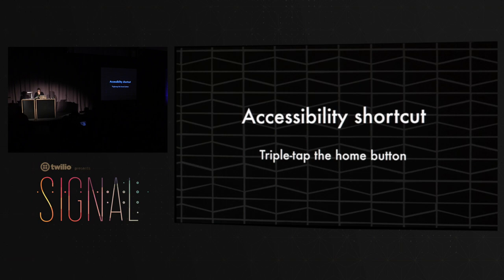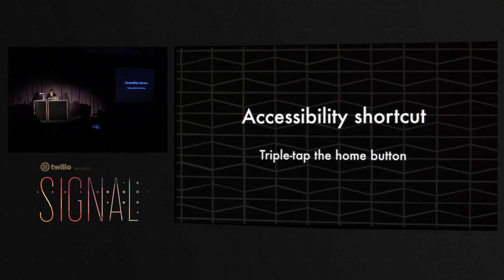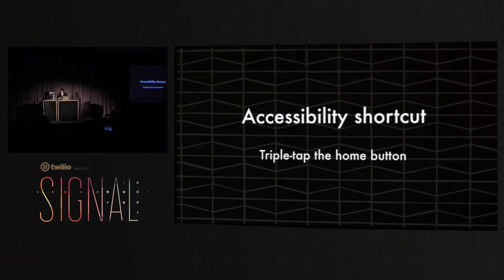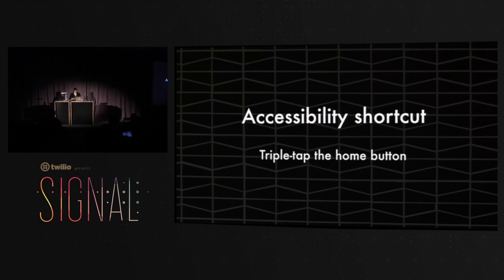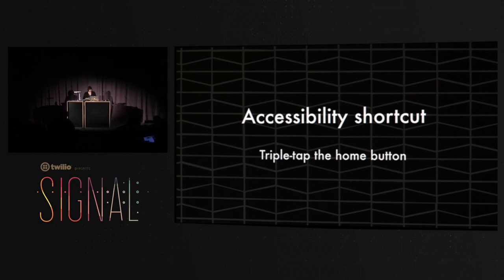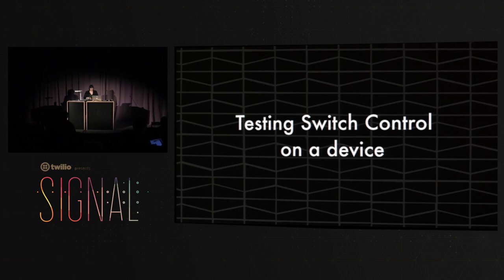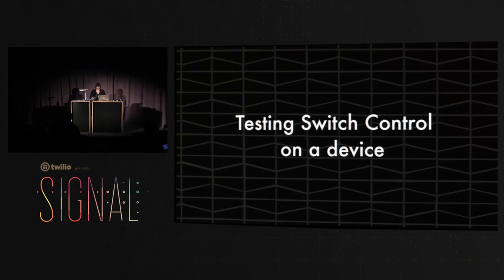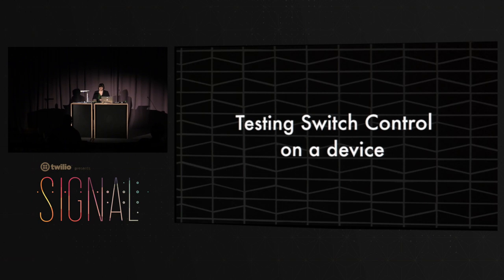There's also the accessibility shortcut. So within the accessibility settings in general, you can set which things you want to pop up. So if you triple tap the home button, you can toggle between VoiceOver, switch control, I think you can do grayscale, guided access, and a few other things. So if you want to test out switch control, the only way to do it is actually on a device. There's nothing in the simulator that gives you support for that.